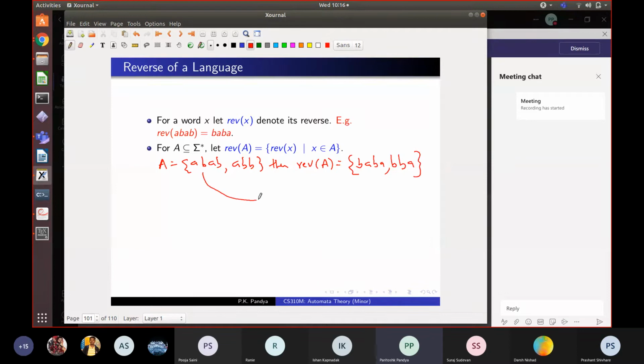Because we took this ABAB and reversed it and we got BABA. Then we took this ABB and reversed it and we got BBA. Right? So this is simple. I think there is not much to see here.